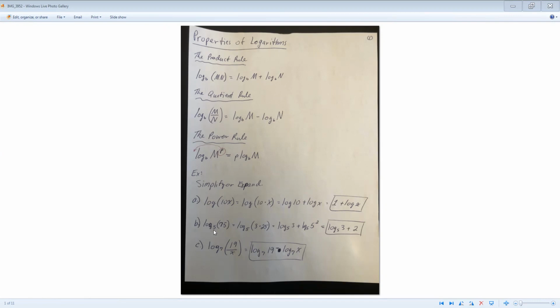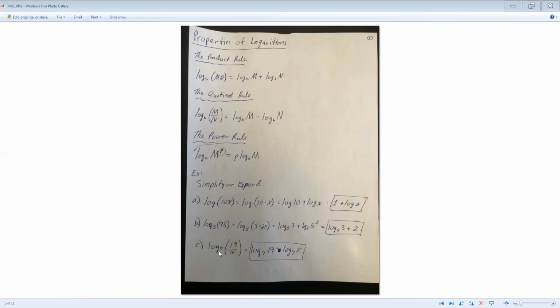Second one, I have log base 5 of 75. Here, I would break it up into 3 times 25 because I have log base 5 here. And I can take that 25 and rewrite it as a power of 5, so it'd be 5 squared. So that's log base 5 of 3 plus log base 5 of 5 squared. Log base 5 of 5 will cancel, leaving you with just 2. So it's log base 5 of 3 plus 2.